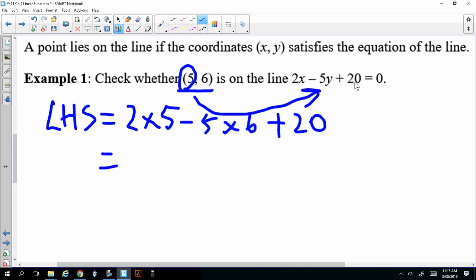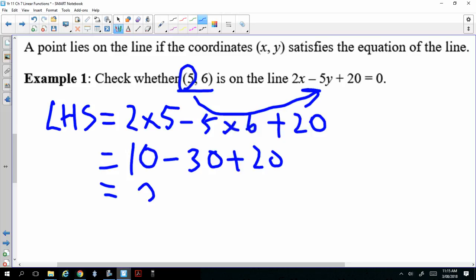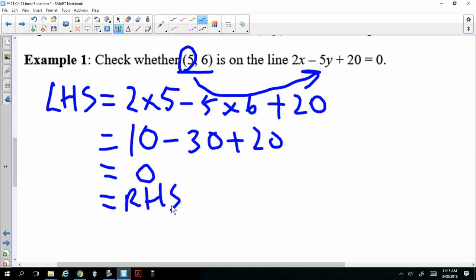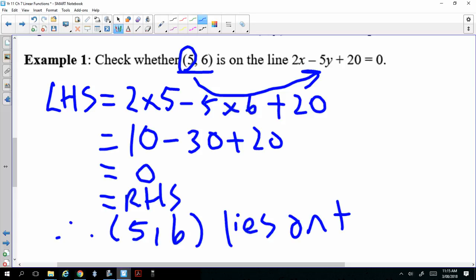All right, so you should get 0, right? So if you subtract this, you get 0, which is the right side. Does that make that equation true? Yes, so you can conclude that this point lies on the line.